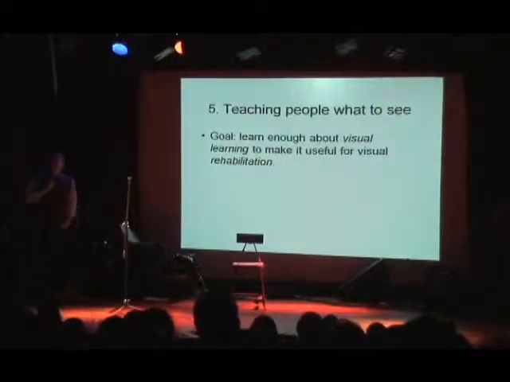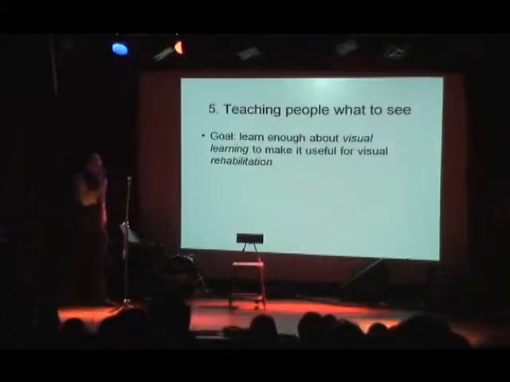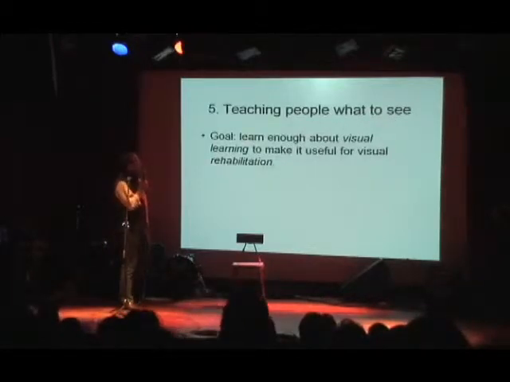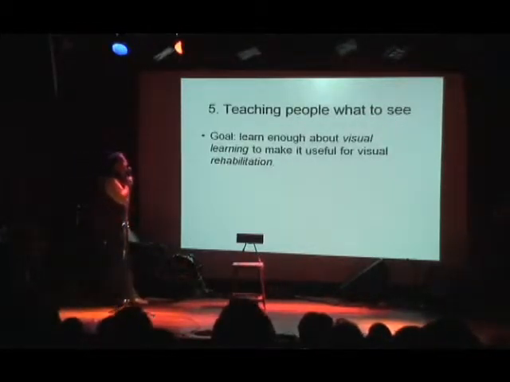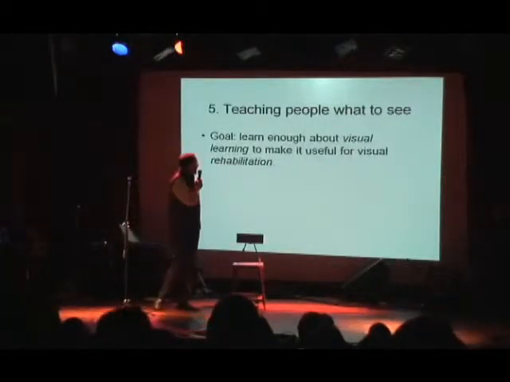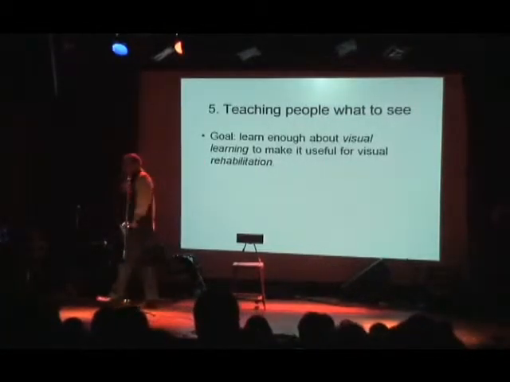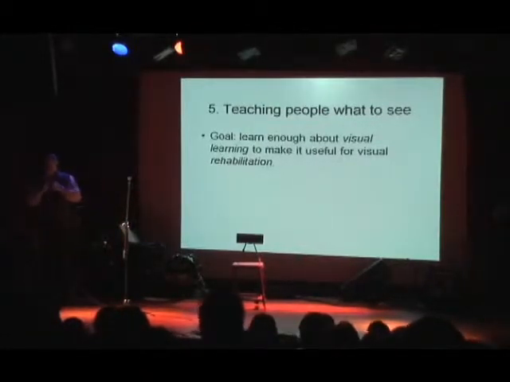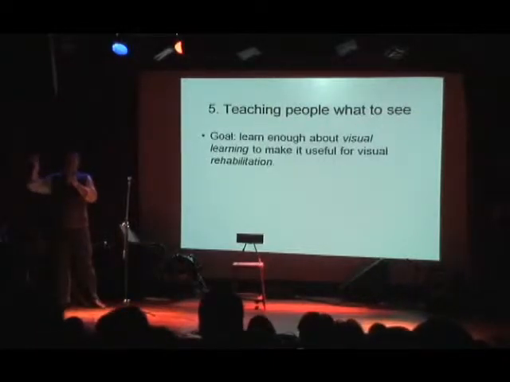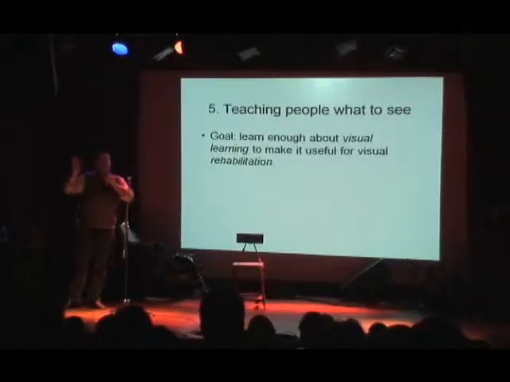Well, let me tell you what we do in my lab. In my lab, we're teaching people what to see and teaching them to see different things. Our goal here is to learn enough about visual learning to make it useful for visual rehabilitation. We'd like to be able to train people who have difficulty with perception. And now we're not talking about difficulty with their eyes.